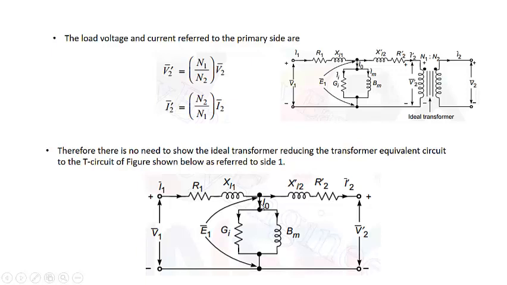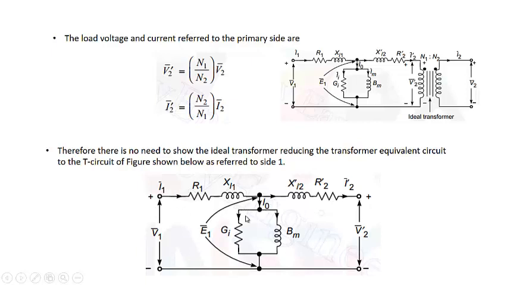This is because I0 is very small compared to the load current, of the order of 2 to 5%. When that is the case, the voltage drop due to this I0 in R1 and XL1 is very small, and practically even during load the voltage drop is insignificant. That means even if we keep the parallel branch here, or at this point, there will be very little difference in the voltages.